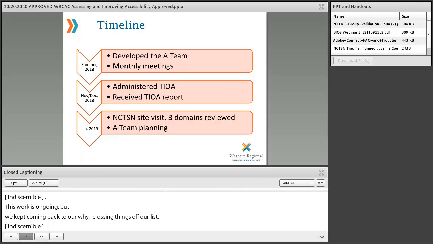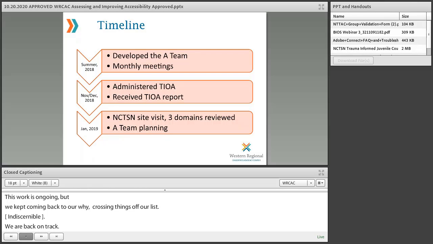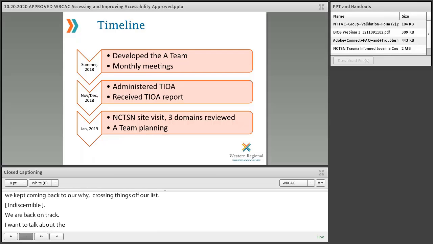Let's see. I want to talk briefly about the timeline, just because I want to share it with you before we talk about the results. I want to share that this has not been a quick or easy process at all, especially when you think about creating culture change, right? It's a slow process. So we started this back in the summer of 2018. So a little over 2 years ago was when we developed the A team.